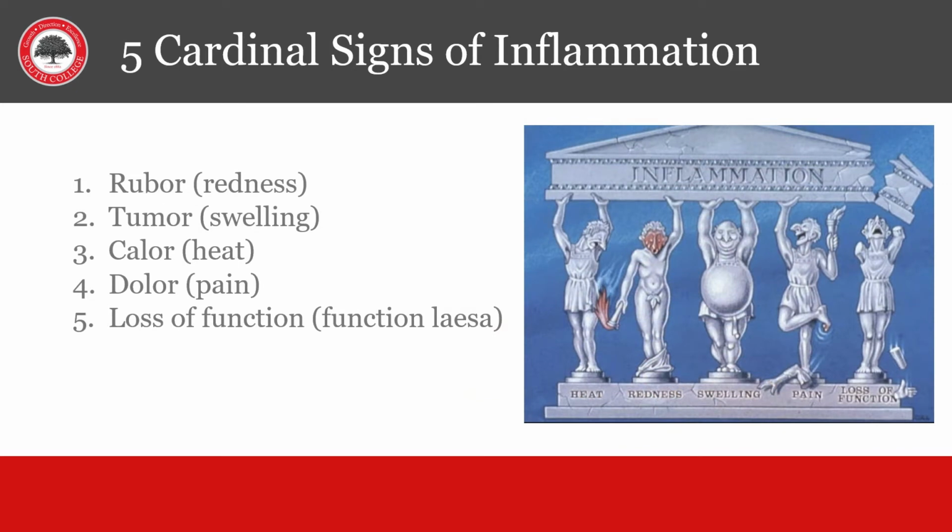In the past, the Romans identified the 5 signs of inflammation: rubor or redness, tumor or swelling, calor or heat, dolor or pain, and then loss of function. Any part of the body with these symptoms is likely undergoing inflammation.